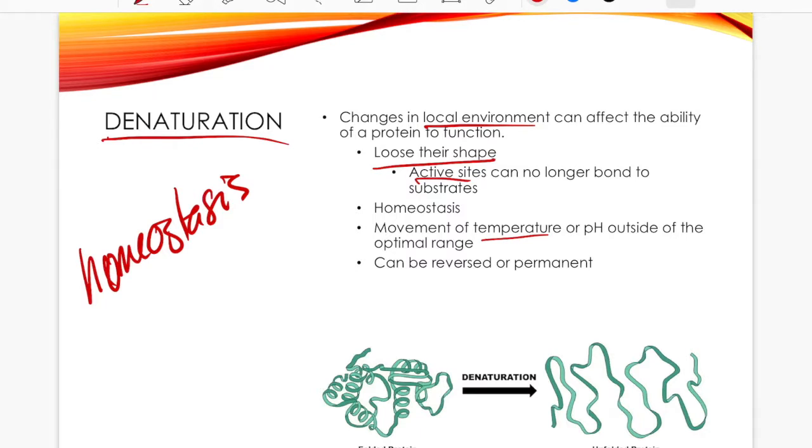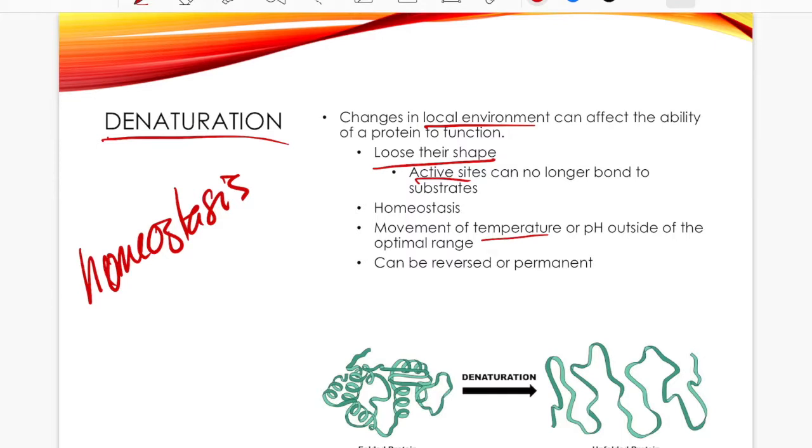Or if it's too acidic, it's going to distort the shape of the active site so that the substrate can't fit in. And if the substrate can't attach, the enzyme cannot work. Now, in most cases, denaturation can be reversed. If we return back to homeostatic ranges, if we get our temperature back to where it needs to be, or our pH back to where it needs to be, the protein will regain its shape and regain its function.